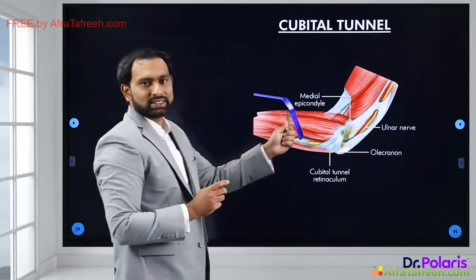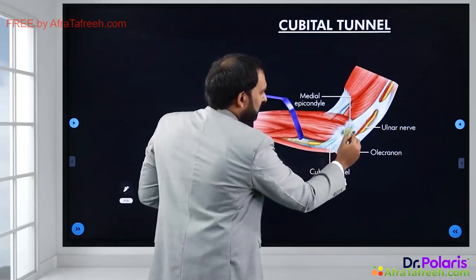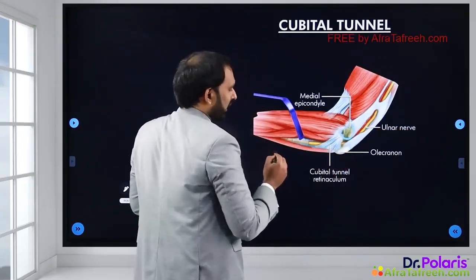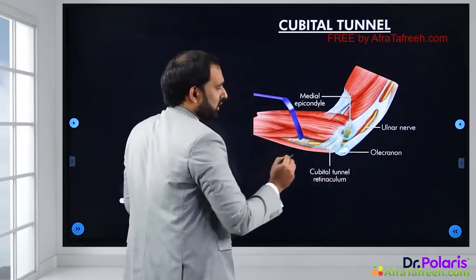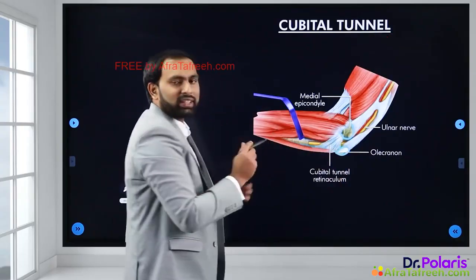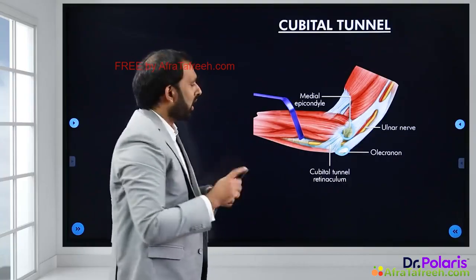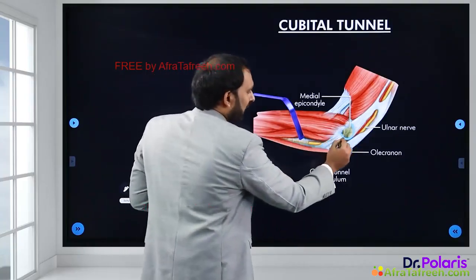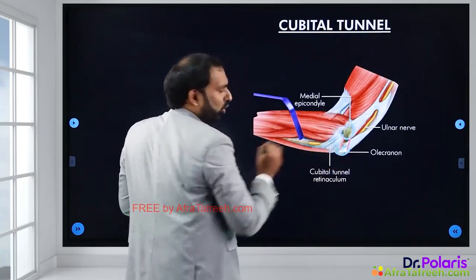So you can see here, this is the cubital tunnel. In the cubital tunnel, the medial structure is the medial epicondyle. The lateral wall structure is this olecranon process. And the floor is formed by the capsule of the elbow joint and also the MCL ligament. And the roof is formed by any ligament that is spanning between the medial epicondyle to the olecranon process.